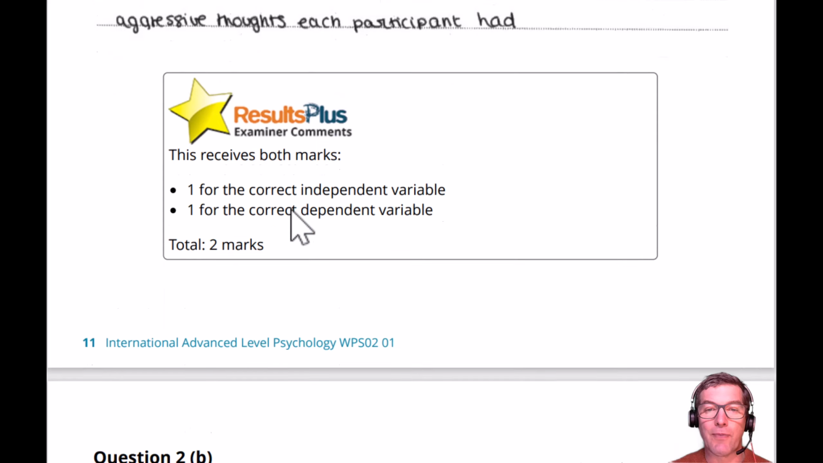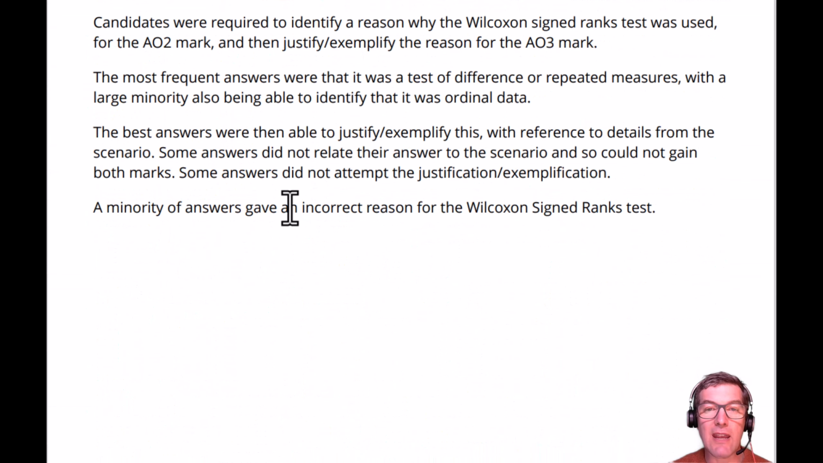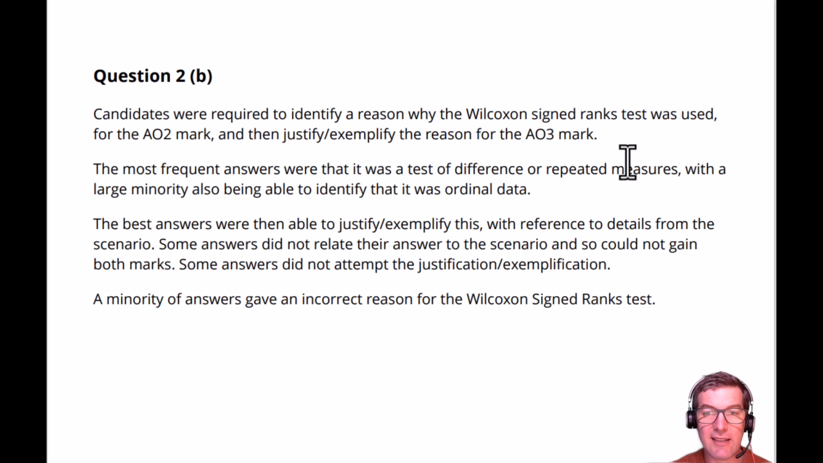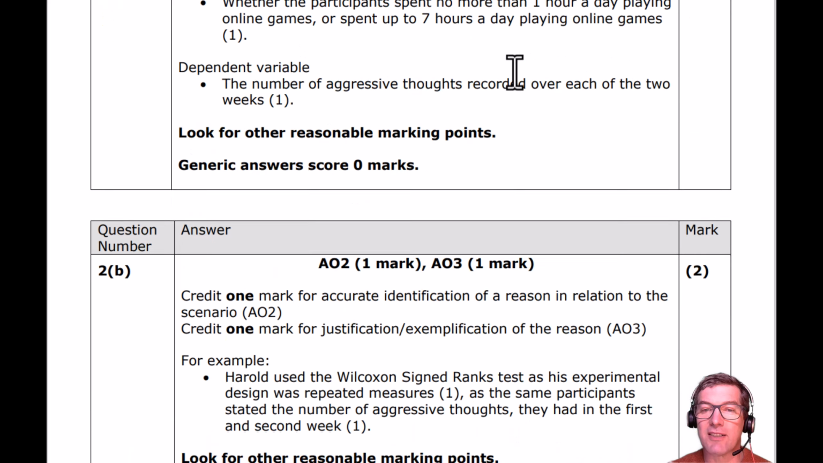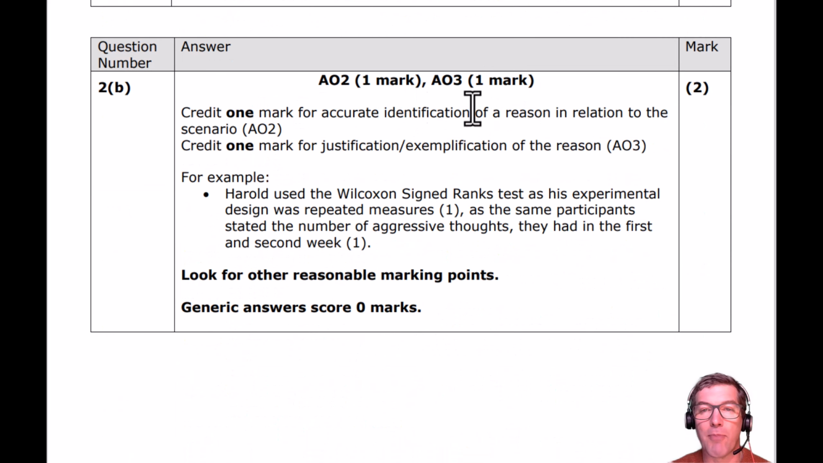Then we move on to question 2b, which is about the Wilcoxon test. So the most frequent answers were that it was a test of difference or a test of repeated measures, with a large minority also being able to identify that it was ordinal data. So you could have used any of those points. But the key thing about the mark scheme for part B is that there's an AO2 mark and an AO3 mark. The AO2 mark is for the reason, and the AO3 is for the justification, which is for explaining why it's true in the case of this study.